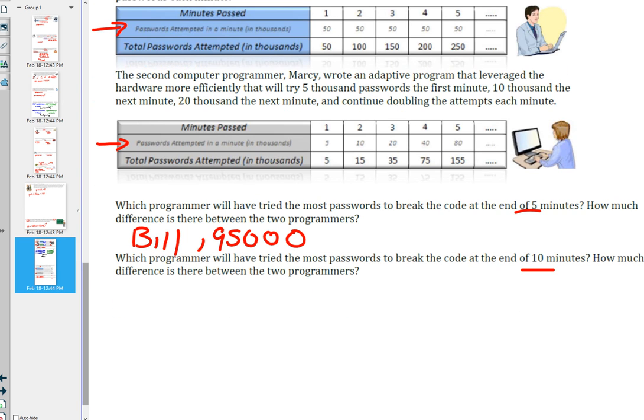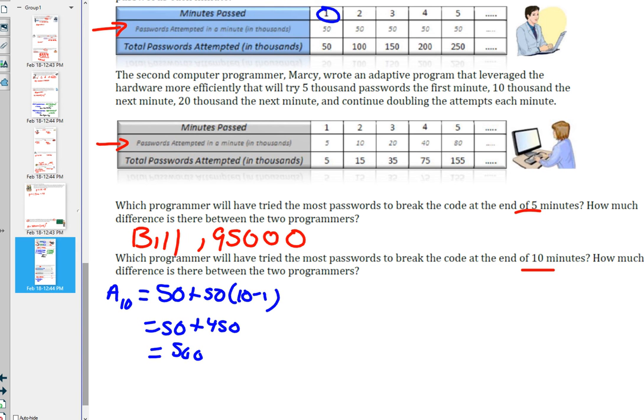So Bill started off, and since n is 1, we're going to have to use n minus 1. His amount after 10 minutes is the original, which is 50, plus the common difference, which is also 50, times 10 minus 1. So that's 50 plus 450, which is 500, and this is in thousands, so it's 500,000.